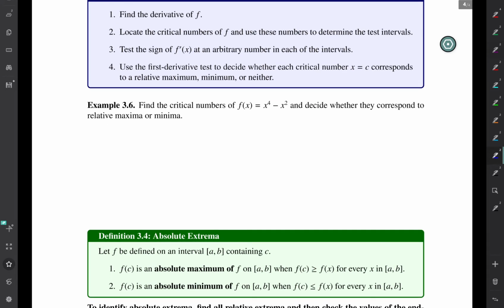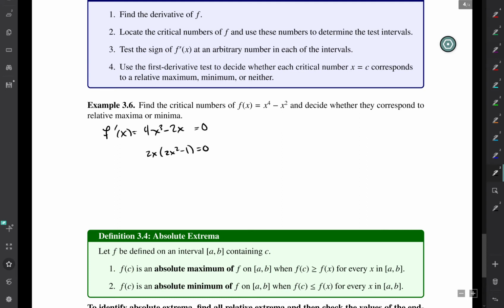So now, for example 3.6, what we're doing is we're taking the derivative, and then you're going to set it equal to 0 to solve for the critical numbers. We don't need to look to see where it's undefined because the derivative is a polynomial, so it will always be defined. So you solve and you get 2x times (2x squared minus 1) equals 0. So either x equals 0 or x squared equals 1/2, so x equals plus or minus the square root of 1/2. So these are your three critical numbers.